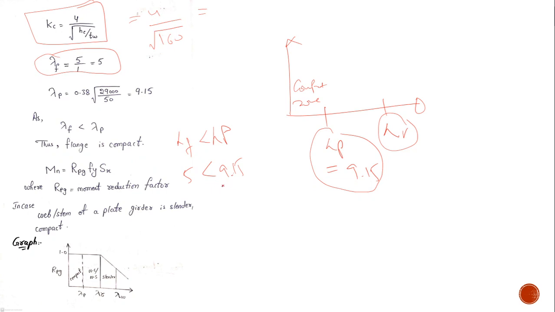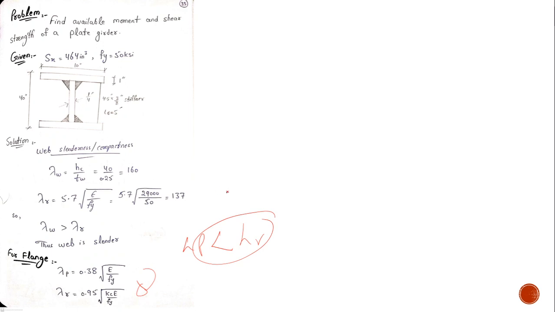Now understand the question. The case is my web is slender, and you know what slender signifies. This is lambda r, lambda p.